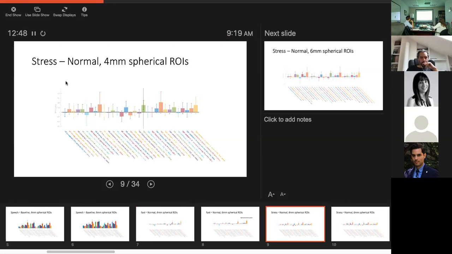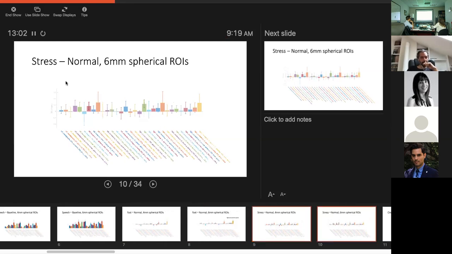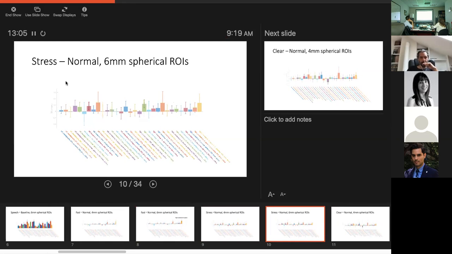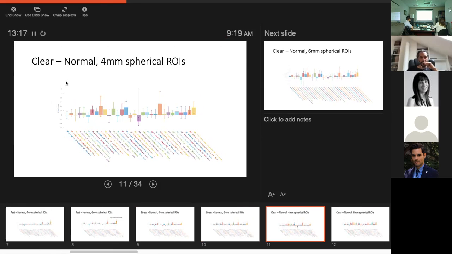Stress versus normal, here there wasn't anything, but if we look at the uncorrected, the green one is basal ganglia putamen in the right hemisphere. And that's similar for the 6 millimeter, as well as the left thalamus VL nucleus, the ventrolateral. For normal, there are a few different ones that are near but not quite significant. So it would be interesting to look at that.